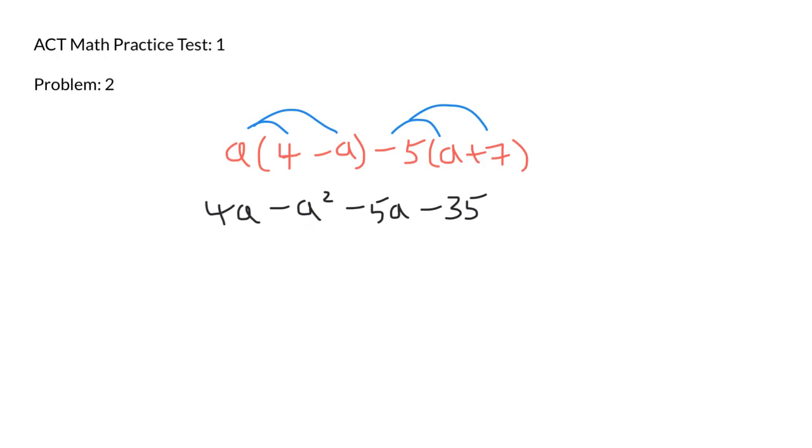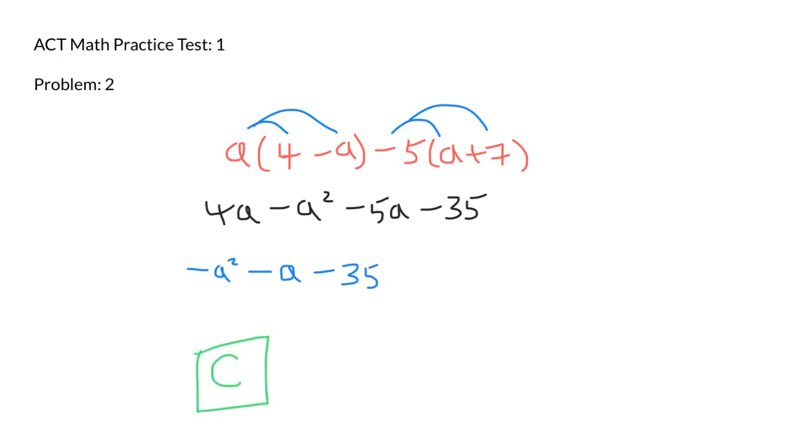Now, I'd rather write this expression in such a way that the exponents are descending. So we're going to have that negative A squared first. And after combining the 4 and the -5, it's going to be minus A. And then finally, we will have that negative 35. And that corresponds to answer choice C. So that's how you do that one.